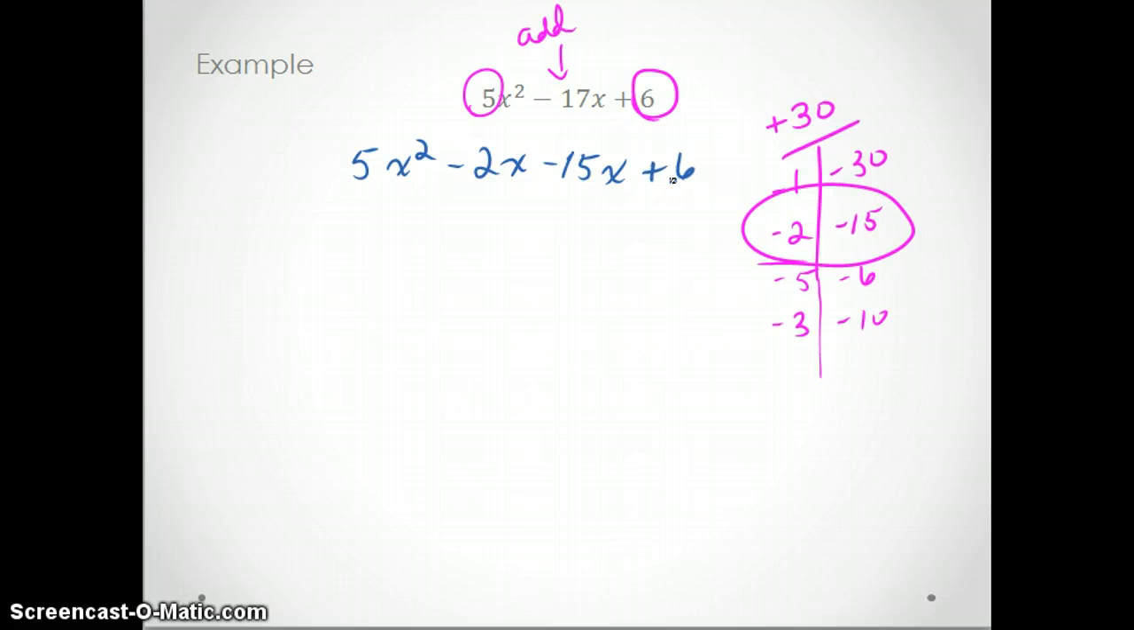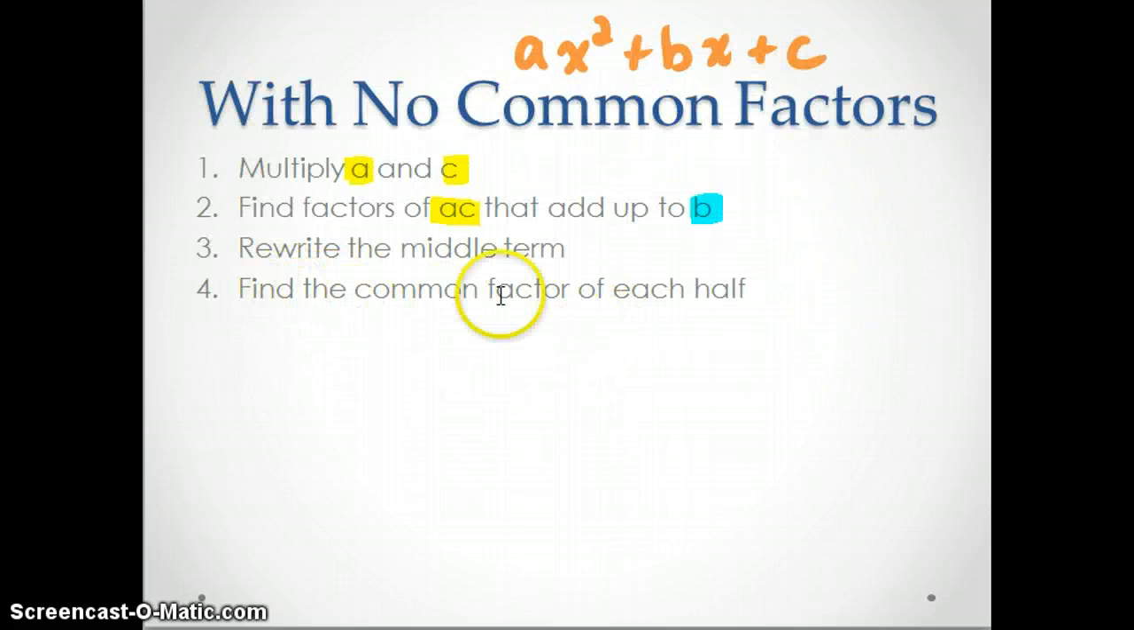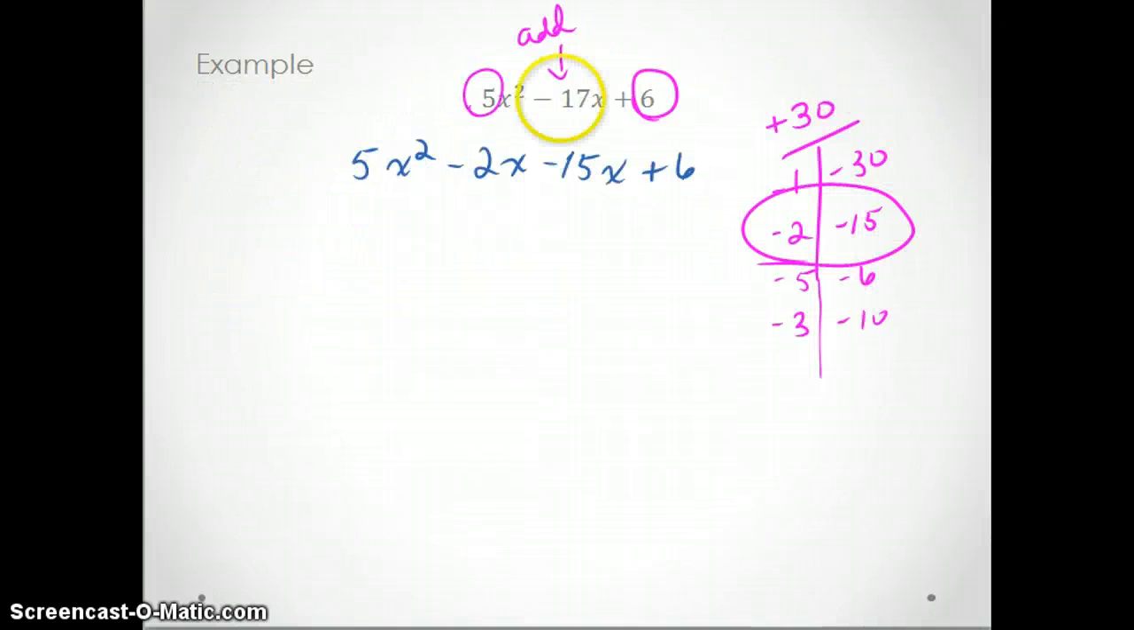Okay, so now that we've rewritten, we have to find the common factor of each half here. So we're going to treat it as if we've got two separate equations for now. So let's look at 5x squared and negative 2x. Well, the common factor there is that they both have an x term. So if we bring out the x in front, we're left with 5x, because x times 5x gives you 5x squared, and then negative 2, because x times negative 2 gives you negative 2x.